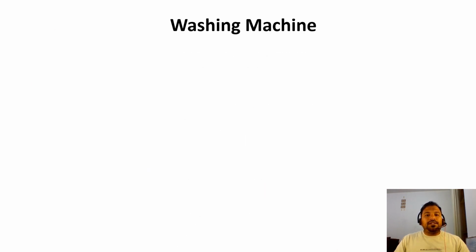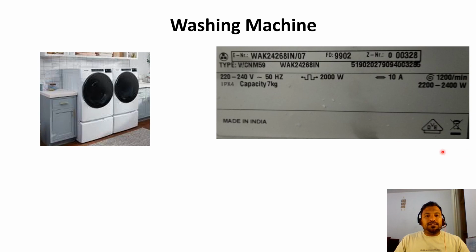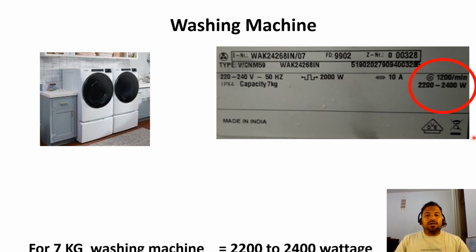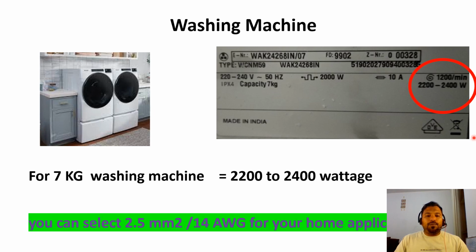Now we will see the washing machine. What is the load for the washing machine? I'll extract it from the nameplate details. From here you see 2200 to 2400 watts. This is the washing machine load. According to this load, you can go with 2.5 mm square wire size. It is sufficient for this much load.